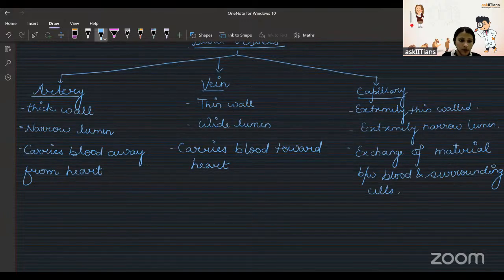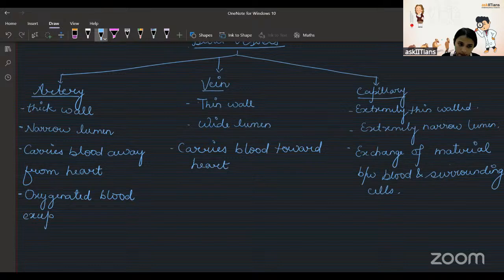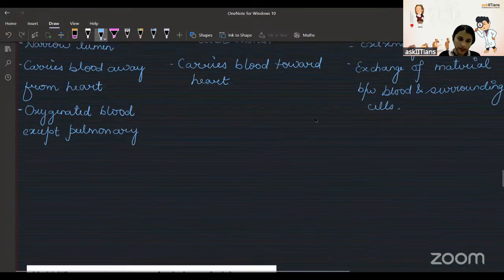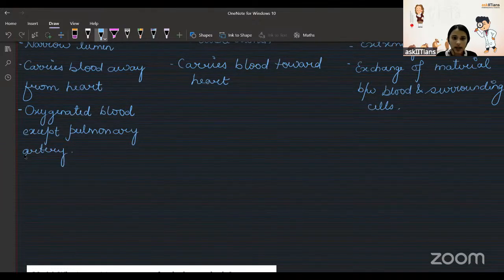Okay. Fourth thing is, see, usually arteries carry oxygenated blood, right? It carries oxygenated blood, except pulmonary artery, because pulmonary artery carries deoxygenated blood, right? Except pulmonary artery. Okay. Similarly, veins carry deoxygenated blood, except pulmonary vein.